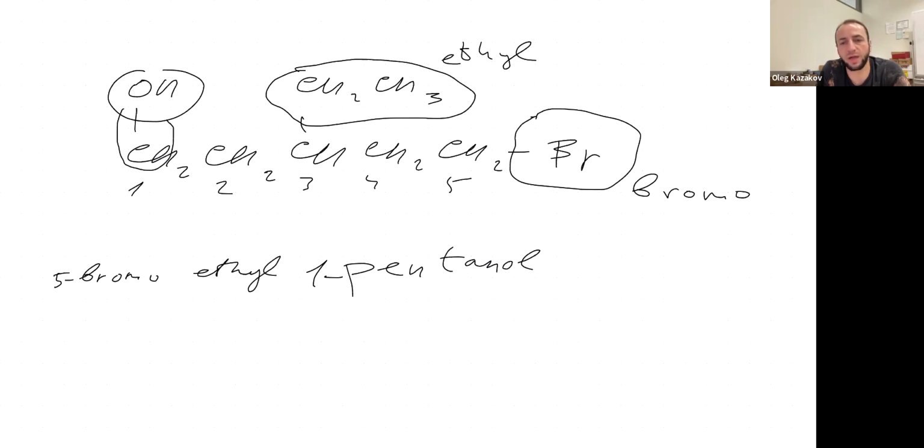On carbon 5, we'll have the bromine, right, or the bromo group. On carbon number 3, we'll have the ethyl, 3-ethyl. Carbon number 5, we'll have the bromo, dash. Carbon number 3 will have the ethyl, dash 1-pentanol. 5-bromo-3-ethyl-1-pentanol will be our name, with a full stop. Okay, great. So that's what we have for now in terms of the naming of those alcohols, right?